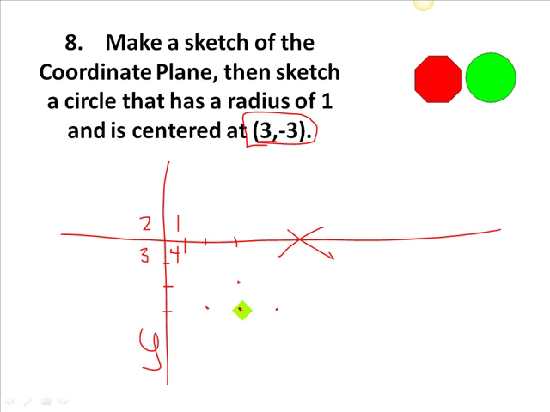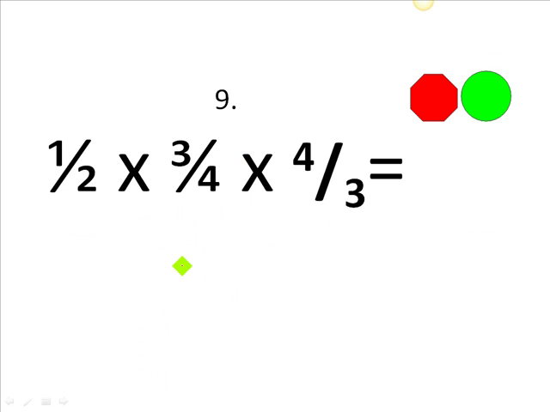That point will fall on the circumference of my circle, and I'll go down a radius of 1 here, and that point will fall on the circumference of my circle. Now I've plotted some points, so it's easier for me to freehand sketch a circle with a radius of 1 located at (3, -3). It's in the 4th quadrant.